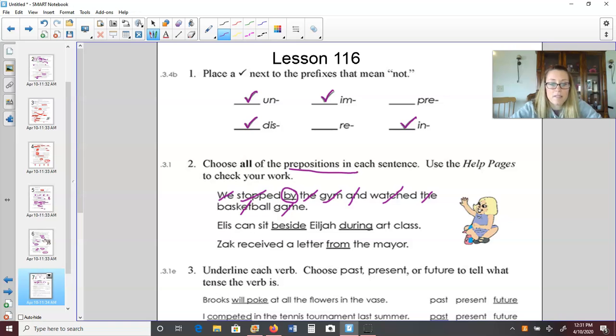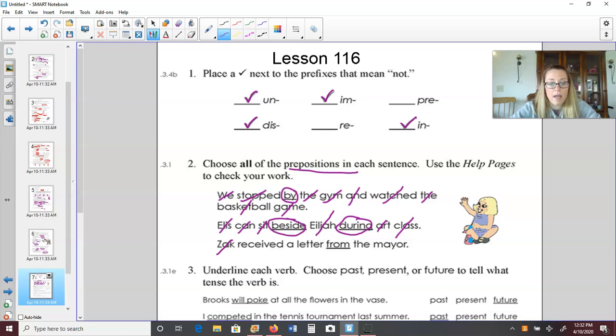Ellis can sit beside Elijah during art class. Ellis is a person, so that's a proper noun. Can sit is our verb with a helping verb. Elijah is our proper noun, a person. Art class. Art is an adjective describing what kind of class. So we're left with beside and during. We have 2 prepositions.